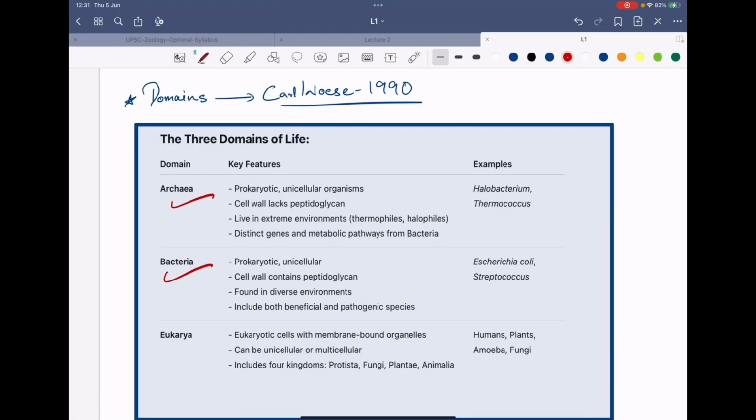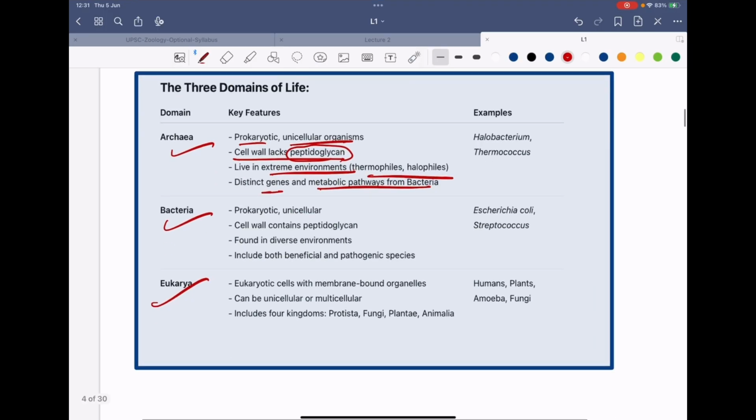After that, the domains, which I already explained earlier. Archaea was there, bacteria was there, Eukarya. The characteristic of domain was that in archaea we had prokaryotic, unicellular organisms. The cell wall lacks peptidoglycan, which is one of the components of the cell wall but is not present in archaea. These archaea live in extreme environments. These are thermophiles, halophiles, and they have distinct genes and metabolic pathways from bacteria. And then bacteria are prokaryotic, unicellular. Cell walls contain peptidoglycan. Here is the difference, and they are found in diverse environments.